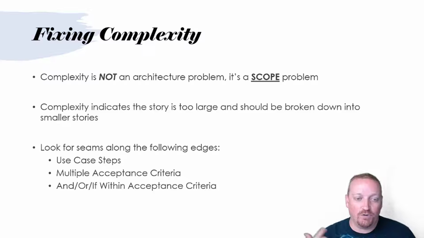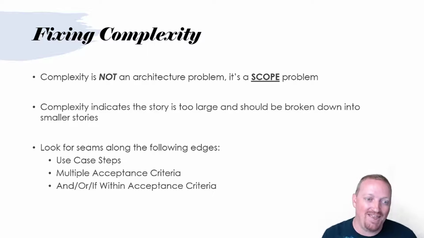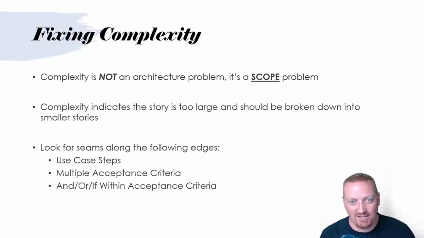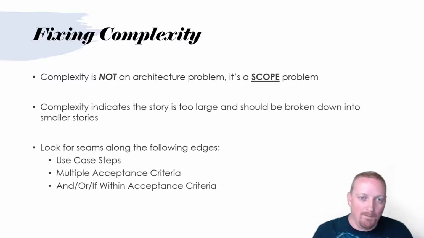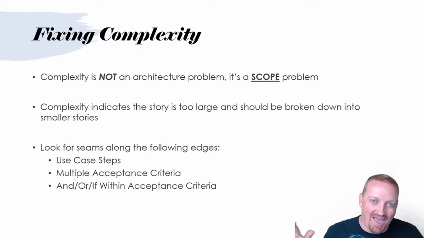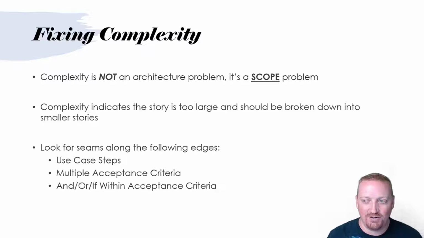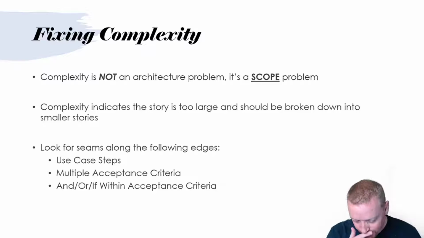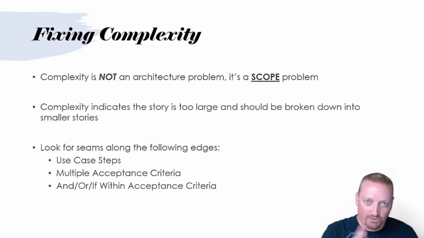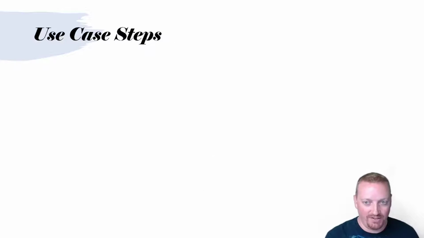So if you find yourself writing acceptance criteria with a lot of ands, ors, or ifs, then that means that you're probably trying to encompass too much. You're trying to add too much to this one acceptance criteria instead of thinking about breaking it apart into smaller pieces. So thus, 3 different seams. We're going to identify and look at each one of these here individually now.